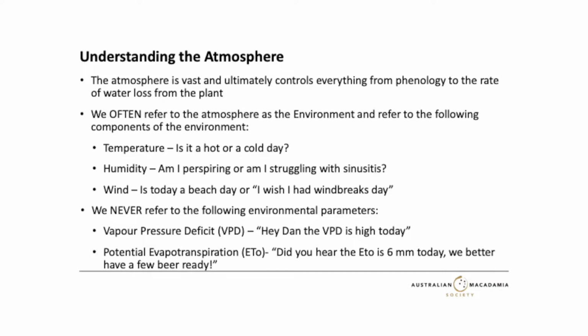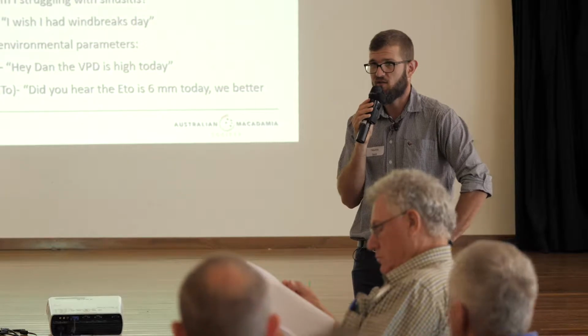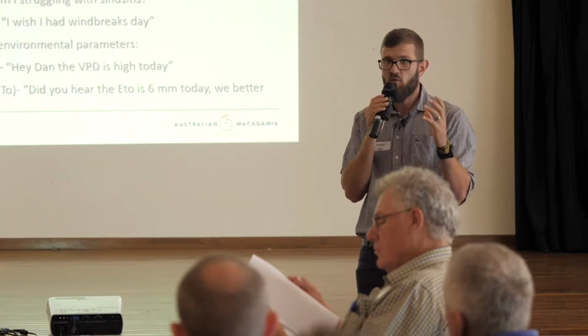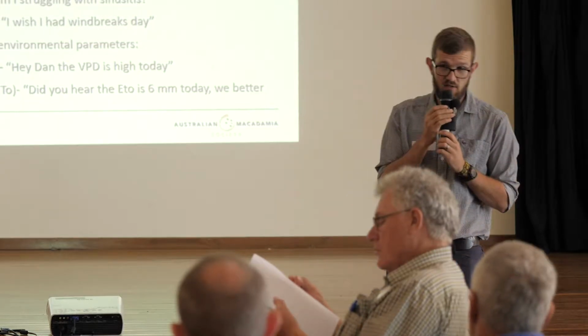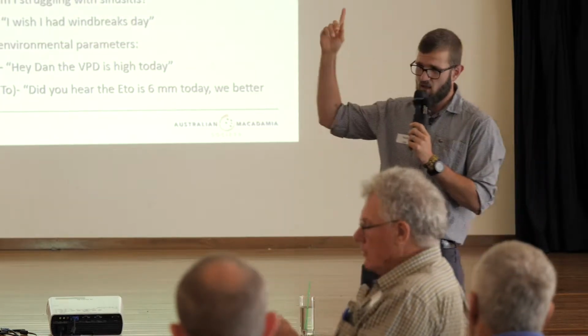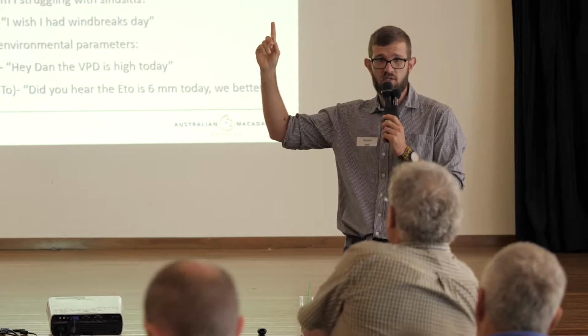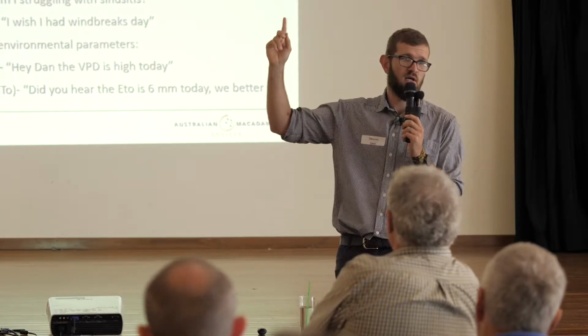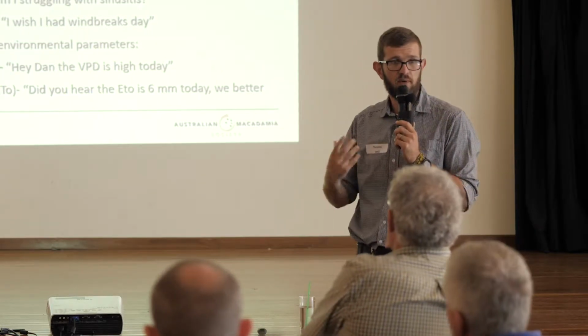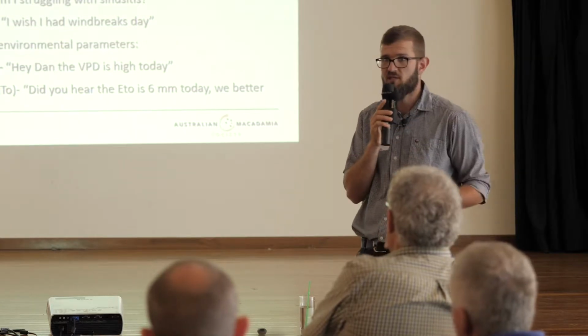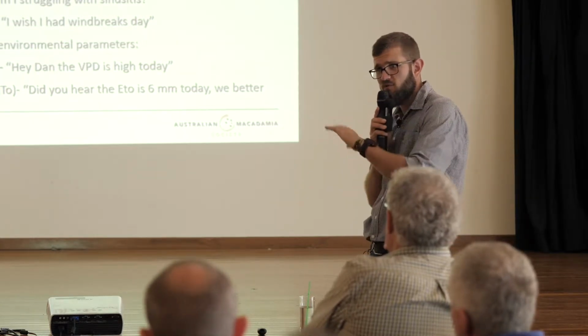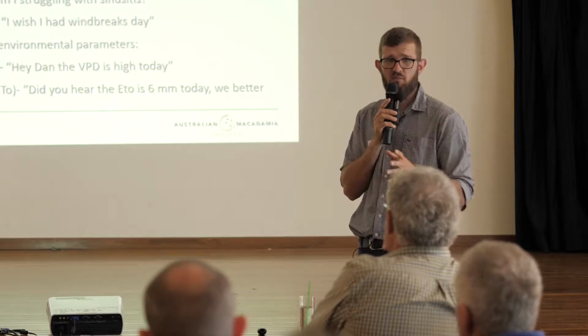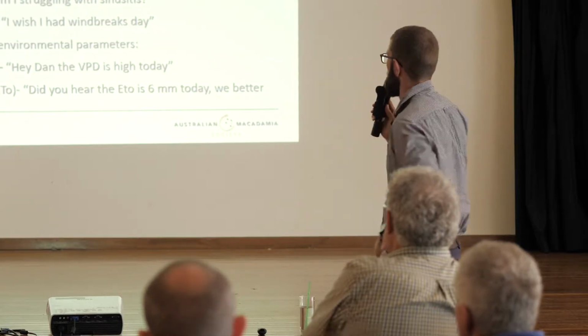And is it a beach day in terms of wind? Or am I standing in the field wishing I had windbreaks? It's that type of thing. We can't really go out and say, I think the wind is 39.75 kilometers per hour. We're not good at that. We are not made to sense those types of environmental variables. Some other animals might be a little bit better than that, but some not. But we're pretty poor at it.